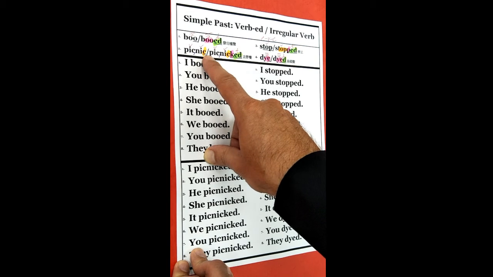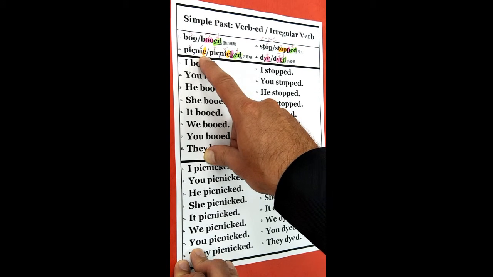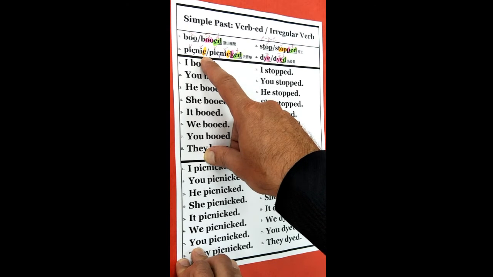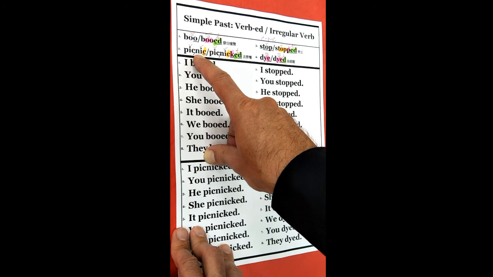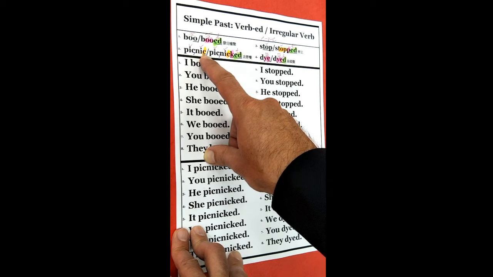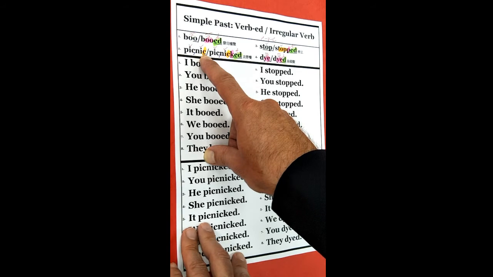Now look at here. The end of the verb is a C. That's the problem. We cannot add ED. Look at this word: pick, nick. Pick, nick. That C sounds like a K, a hard C.